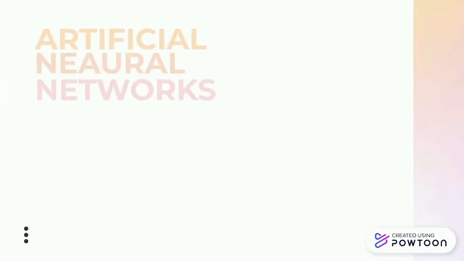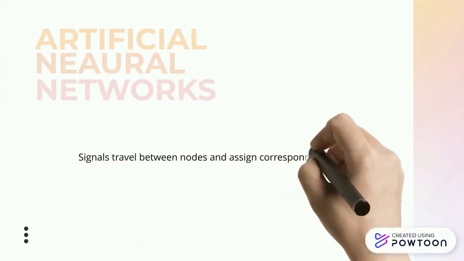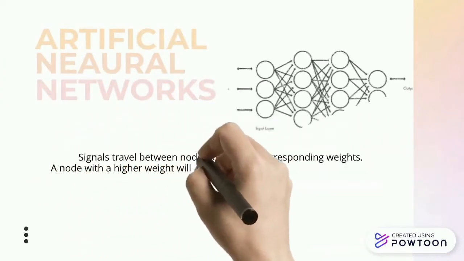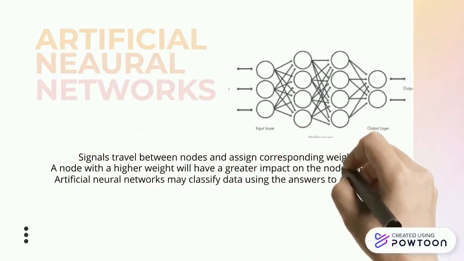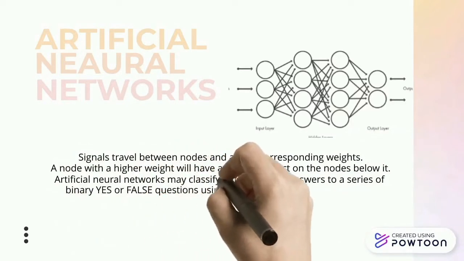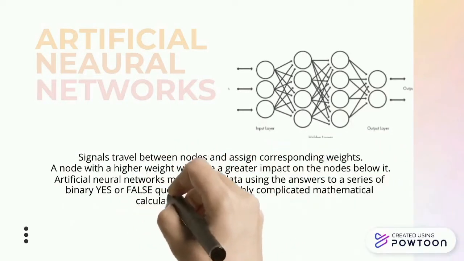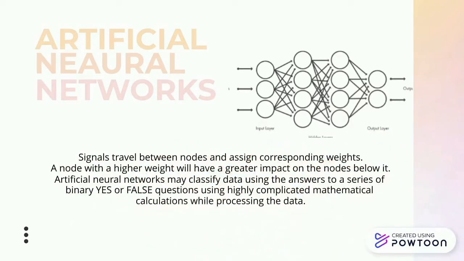In an artificial neural network, signals travel between nodes and are assigned a corresponding weight. A node with a higher weight will have a greater impact on the nodes below it. The weighted inputs are compiled in the last layer to produce an output. Deep learning systems require a significant quantity of data in order to produce reliable results. Hence, data is fed in as numerous data sets.